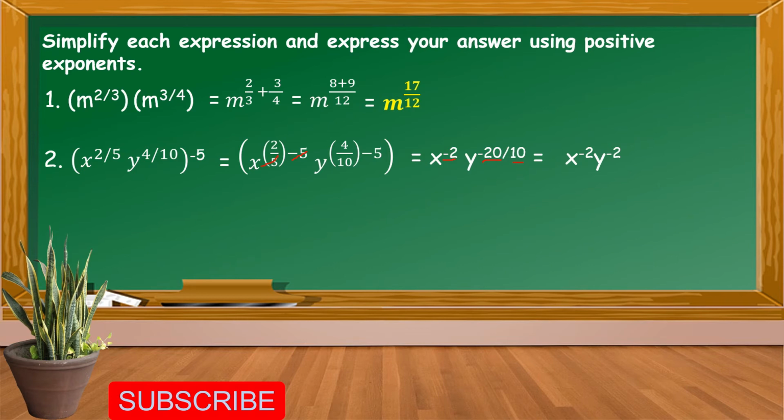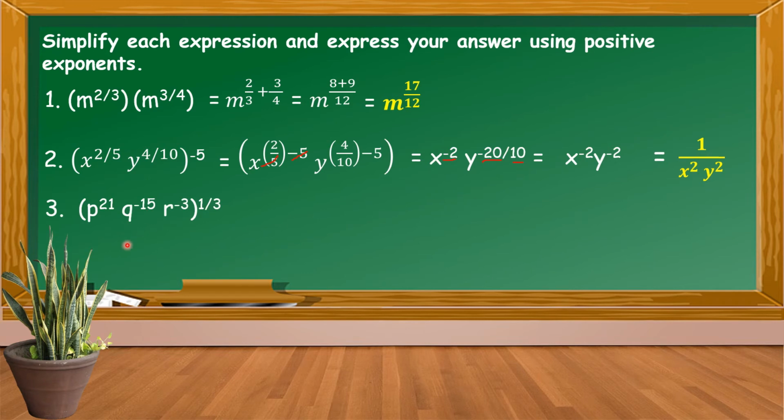By the way, we are not yet at the final answer, because it has been said that an expression is in simplified form only when there is no negative exponent. So what would be our final answer? Our final answer is 1 over x squared y squared. We need to put these in the denominator and our numerator is 1, so that we have an answer where the exponents are positive.